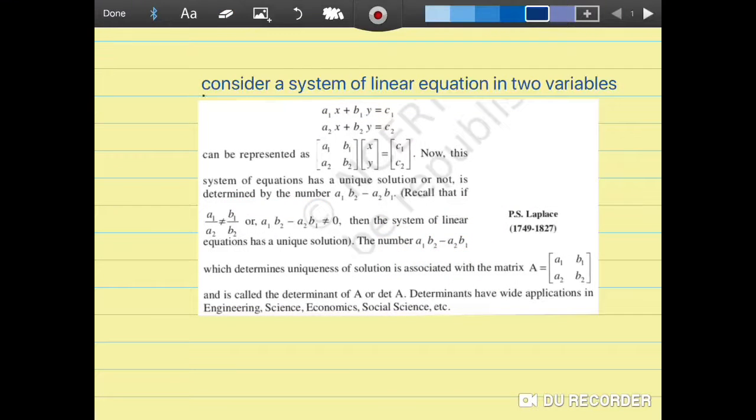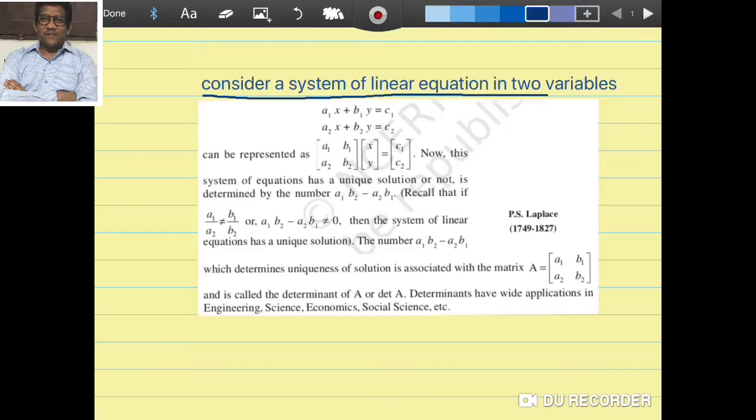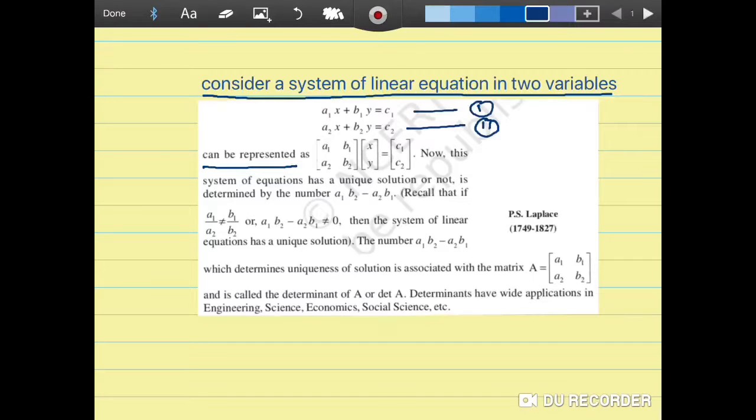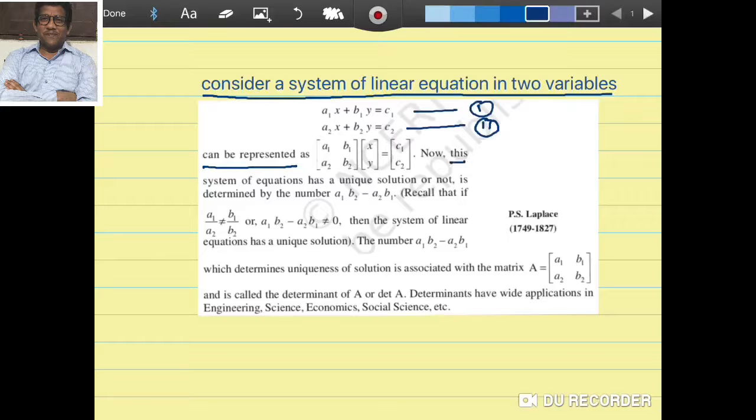Consider a system of linear equations in two variables. a1x plus b1y is equal to c1, equation 1. a2x plus b2y is equal to c2, equation number 2. It can be expressed as the matrix [a1 b1; a2 b2] multiplied with the matrix [x; y] is equal to [c1; c2]. Whether this system of equations has a unique solution or not is determined by the number a1 b2 minus a2 b1.